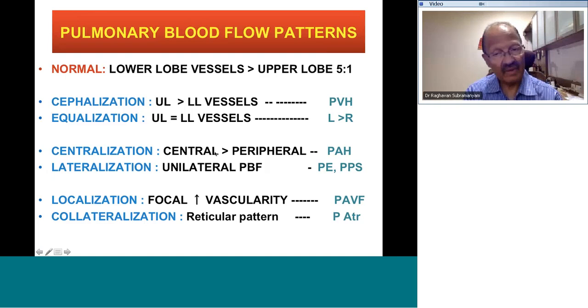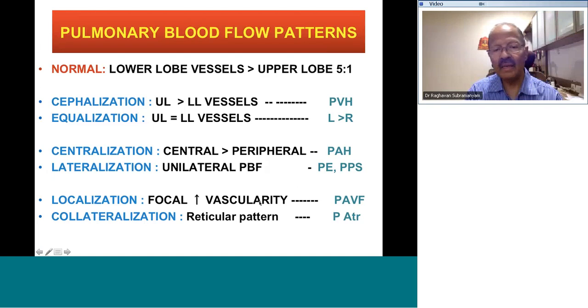Normally, the central vessels are bigger than the peripheral vessels. But when this centralization becomes exaggerated, that is, the central vessels are huge, but the peripheral vessels are far thinner than normal, we call it centralization, and that happens typically in pulmonary arterial hypertension. Lateralization, where one side's blood vessels look more prominent than the other side's, can occur with a unilateral increase or decrease in blood flow, can typically occur in pulmonary embolic obstruction, or in congenital heart disease. More commonly it is due to one pulmonary artery being stenosed or obstructed.